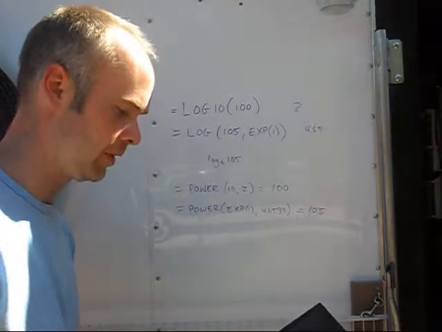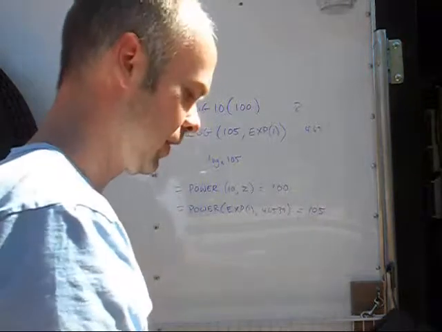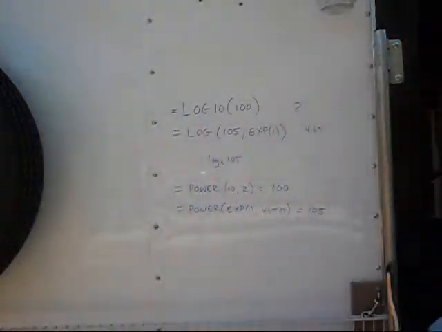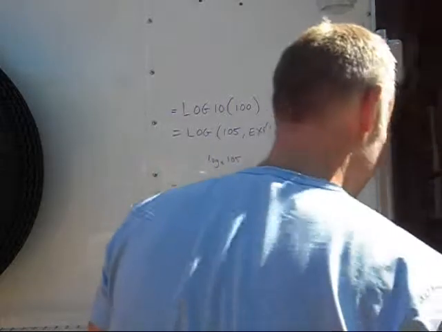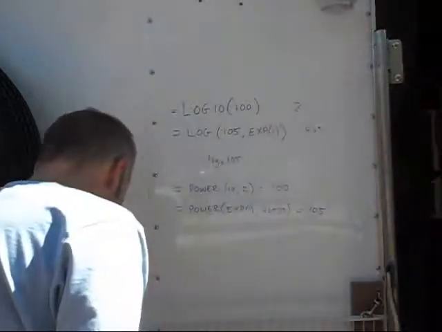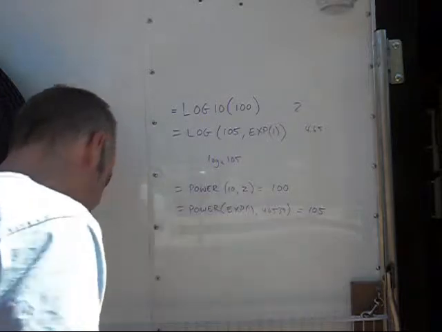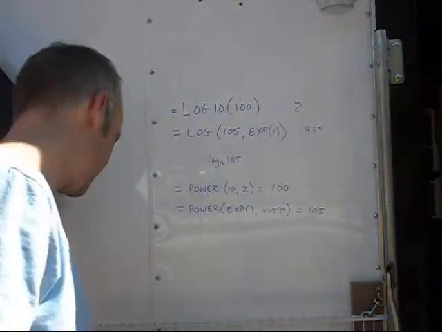Okay, so let's jump into examples. Example 113.1. Okay. So it says use your calculator to get a value for e.